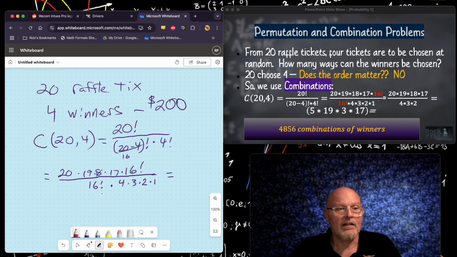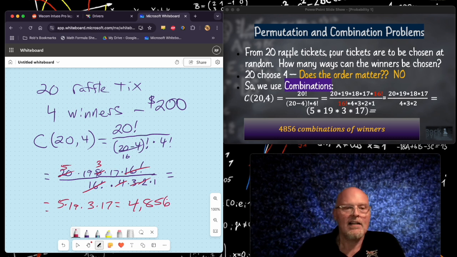So now I get my fancy canceling pen. I'm going to cancel those out. I've got a 3 and a 2 in the 18, so 6 out of 18 takes that to 3, and 4 can come to 20 as a 5. So everything on the denominator is canceled out, and I've got 5 times 19 times 3 times 17, and that equals 4,845 different ways to pick 4 winning tickets out of a 20-ticket raffle.